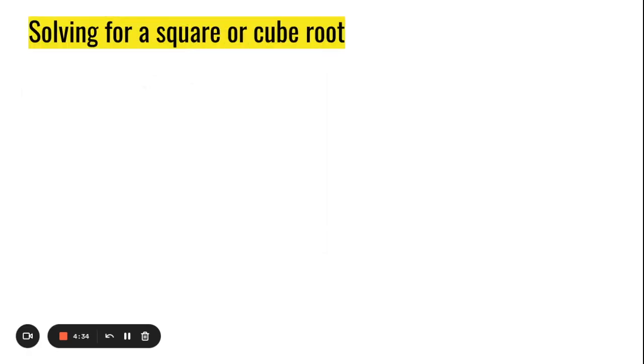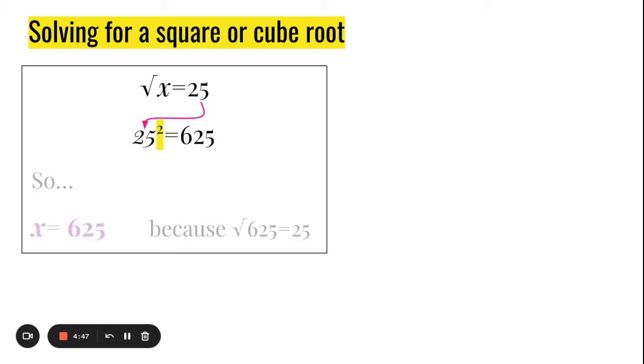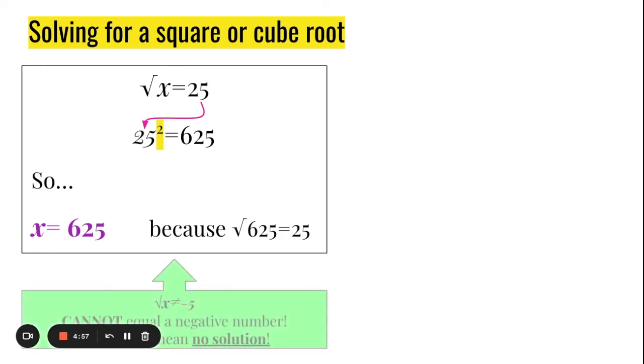When solving for a square or cube root, if we know the square root of some number equals 25, well, since this is a square root, I'm going to take my answer and square it, which 25 squared equals 625. So that means x equals 625, because the square root of 625 equals 25. Now keep in mind the square root cannot equal a negative number. So if that was your question, your answer would be no solution.